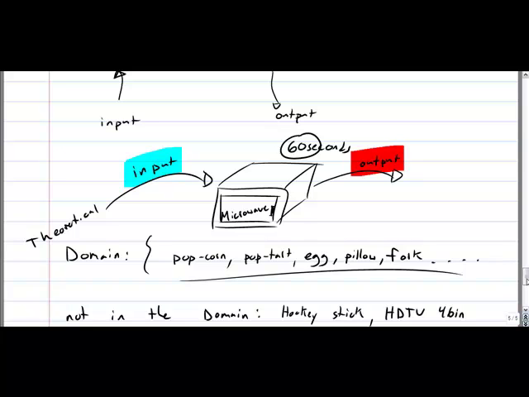Now, practically speaking, you ask, okay, what makes sense to put in the microwave? Not an egg, not silverware, not tinfoil. Those are not in the practical domain of this function we've called microwave.